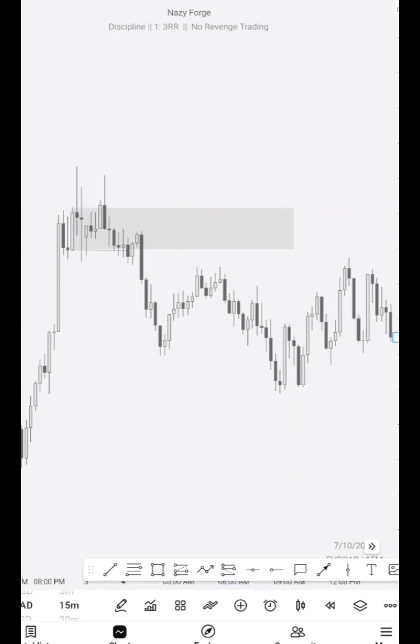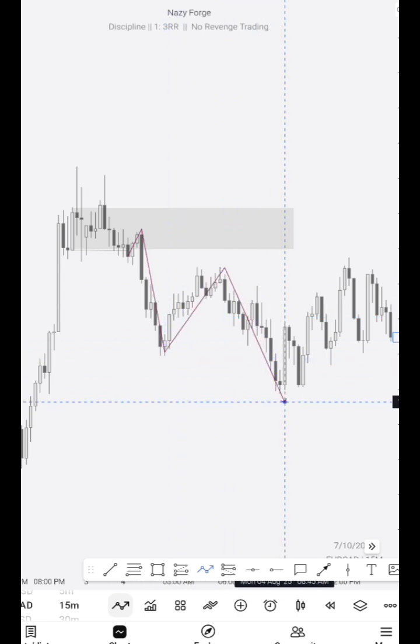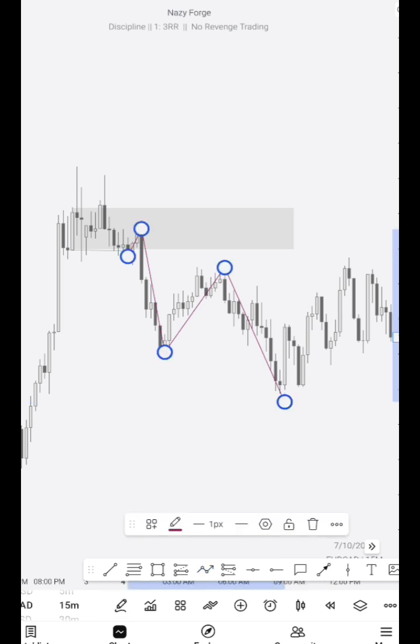What happened after the price engulfed it? Price would later go from here, tap into the order block, and it sold, right? It sold. So that is one example.